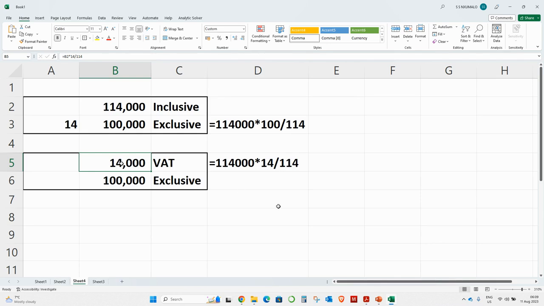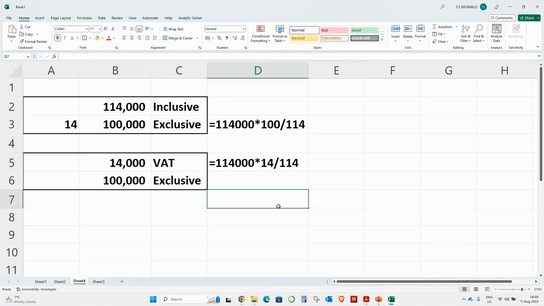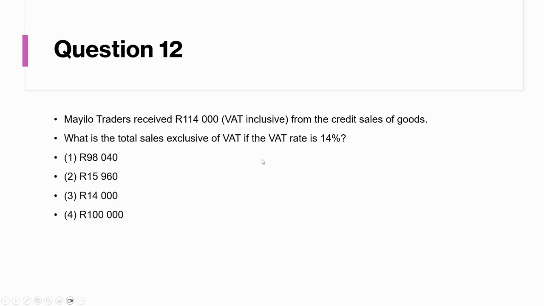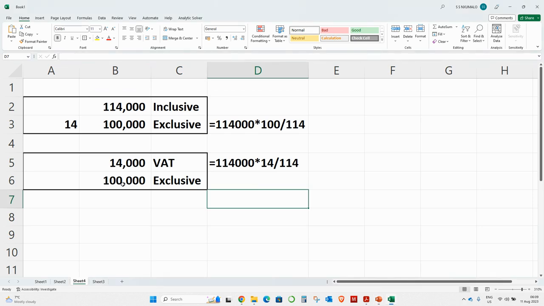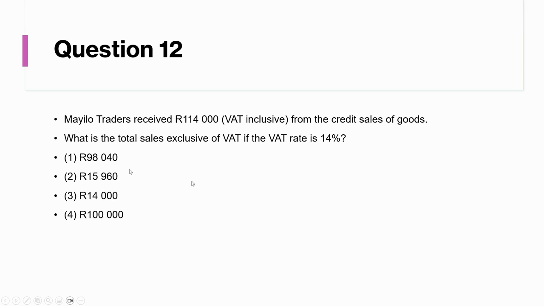So I hope this is clear, guys. Please let me know if you need any help on this because it can be very tricky. But the more you practice, and I'm going to try to give you more questions on this, the more you'll understand it. Oh no, I forgot to check the answer. So what do they want here? What is the total excluding VAT? It's 100,000. We've already worked that out in two different examples. It's 100,000.